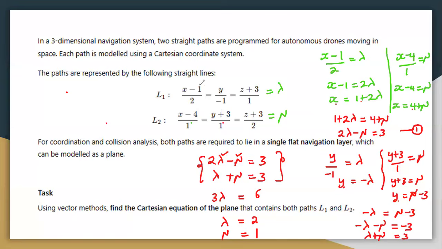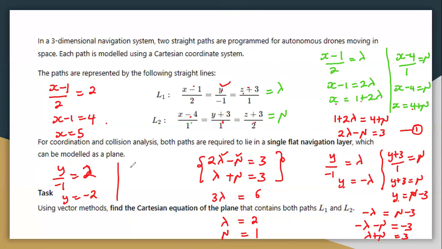What do you do after? Place them here. Place them in and ask yourself, do I get the same answer? So here, it may disturb you in case you don't know how to deal with it. So you say x minus 1 out of 2 is equal to lambda, which is 2. So that means x minus 1 is equal to 4, x is equal to 5. Go to y. Your y out of negative 1 is equal to lambda, but lambda is 2, so we shall put here 2, y is equal to negative 2. Go to the z. Say z plus 3 out of 1 is equal to lambda, which is 2. Z plus 3 is equal to 2, and therefore z is equal to negative 1.